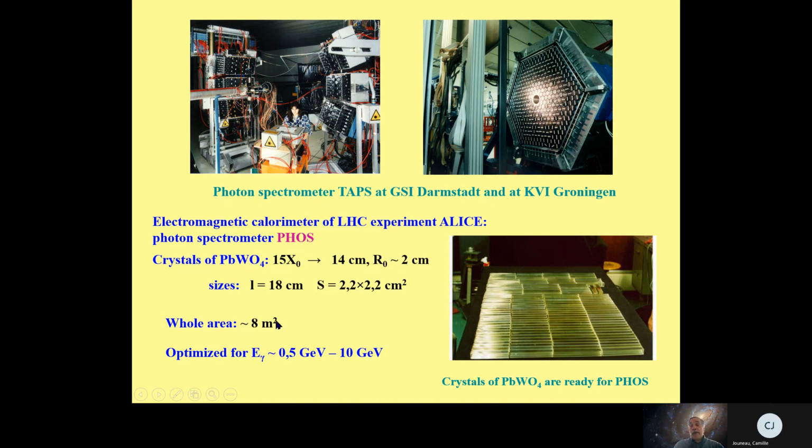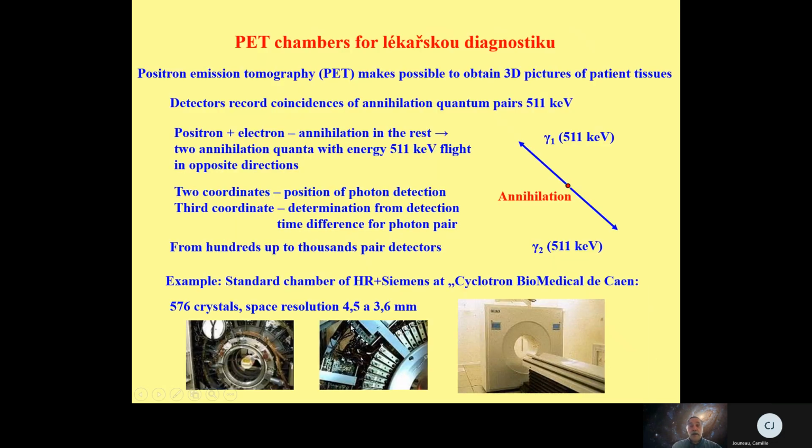The problem is that in this case it is difficult to make 4 pi acceptance, because these crystals are very expensive, not cheap. And in the case of the ARIS experiment, which is at the largest accelerator at CERN, it is necessary to have optimization for very high energies of the gamma, that means from 0.5 GeV up to 10 GeV.